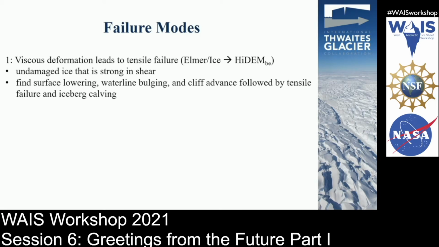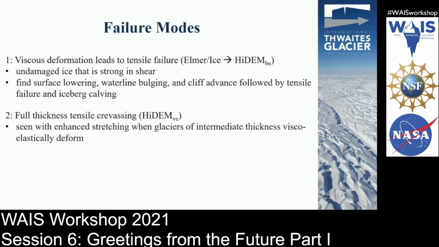I'd like to take a moment just to review the different modes of failure that I just went through on the previous slides. First, glaciers with undamaged ice that is strong in shear and exposed to limited basal slip are shown to characteristically deform through surface lowering, waterline bulging, and cliff advance, and the resulting overhang imposes tensile stresses that can cause collapse via brittle failure and leading to distinct iceberg calving events.